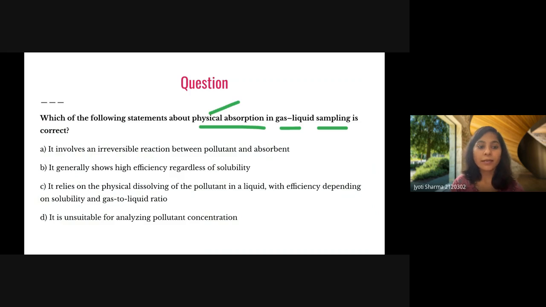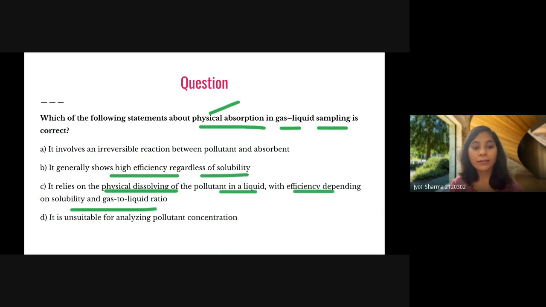A: It involves an irreversible reaction between pollutant and absorbent. B: It generally shows high efficiency regardless of solubility. C: It relies on the physical dissolving of the pollutant in the liquid, with efficiency depending on solubility and gas to liquid ratio. D: It is unsuitable for analyzing pollutant concentration. So, what is the right statement about physical absorption?